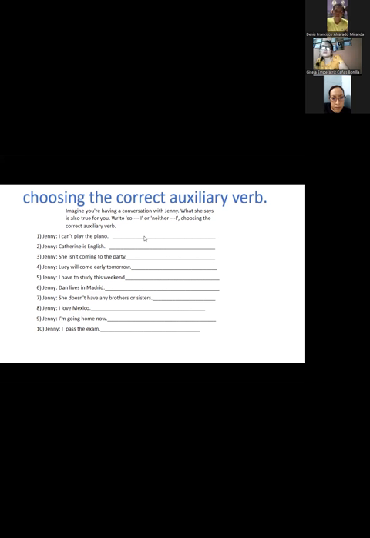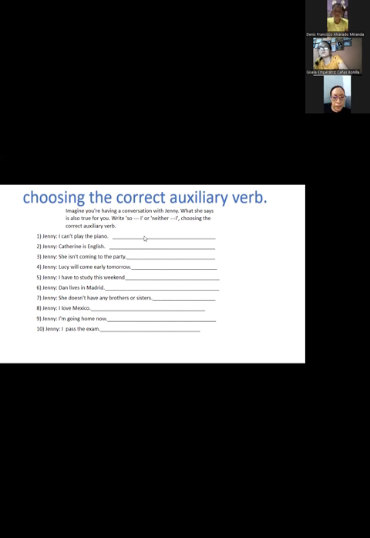Thank you so much. I really appreciate it. So you can appreciate that, well, we are in a conversation. And you had to select the best answer for each one. I can play the piano. So you will give a response, okay? So you had the freedom to select the best answer for you. For example, I can't play the piano.